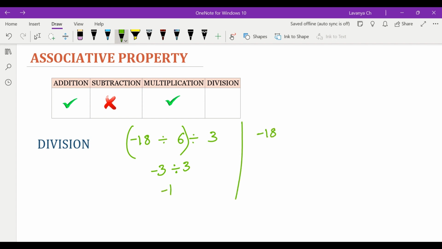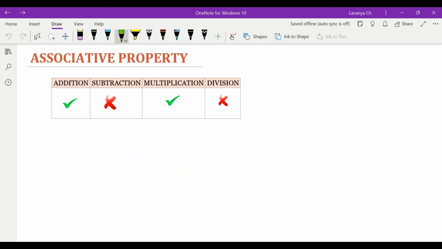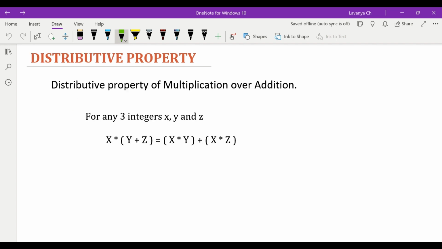So perform the same operation but by changing the parenthesis position. So 6 divided by 3 is 2. So now negative 18 divided by 2 is negative 9. So both the results are not matching, which shows that division of integers is not associative. When we summarize the associative property for integers, addition and multiplication of integers are associative, whereas subtraction and division are not associative. The next one is distributive property.